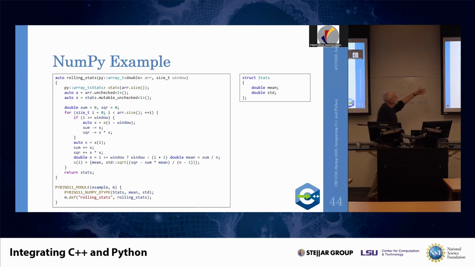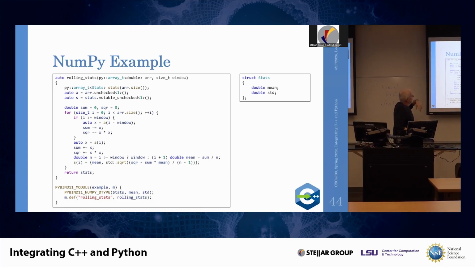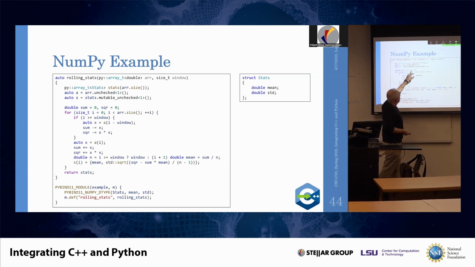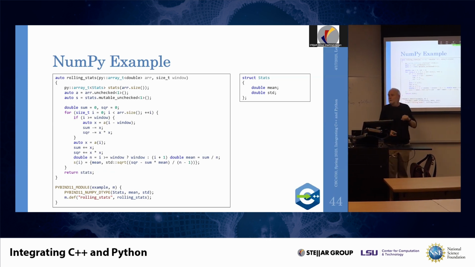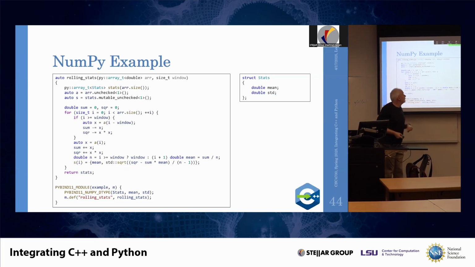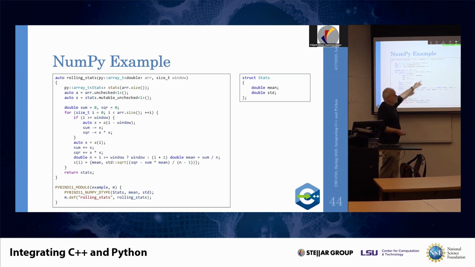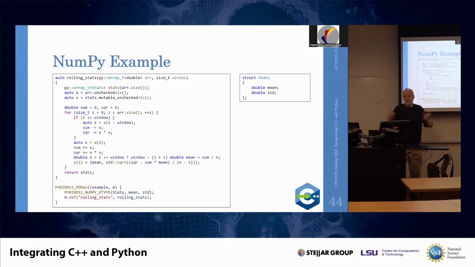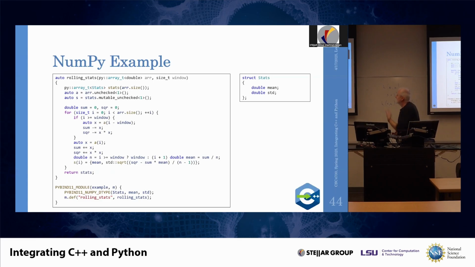So what does this code do? I will not go through all the details, but just the important things. It receives a py::array of doubles, which means it's a NumPy array of doubles. It specifies an additional argument, how wide the rolling window should be when I go over that array to compute the mean and the standard deviation.